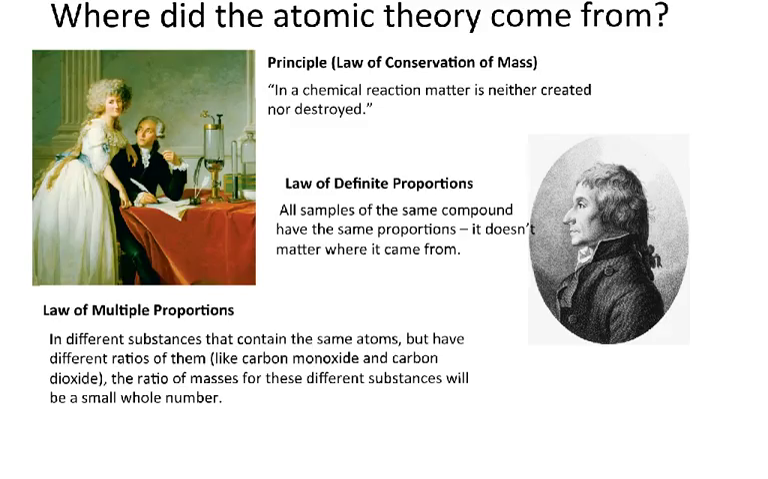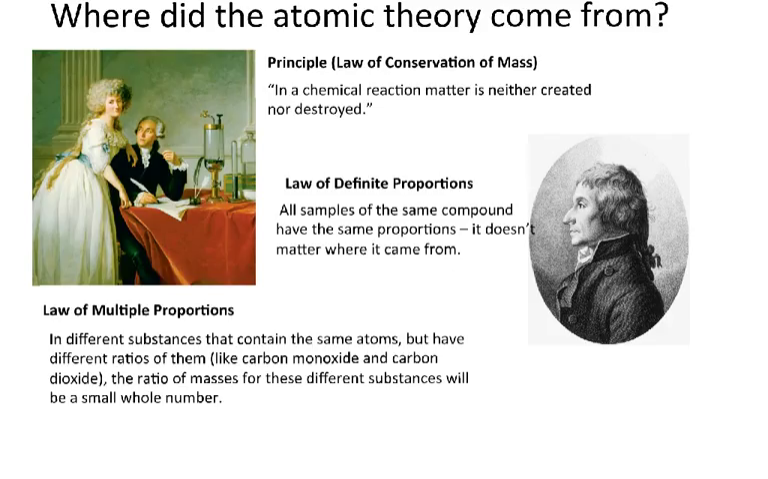Okay, so let's talk about the early ideas that led to the atomic theory. So the first scientist that we talked about was Lavoisier. Lavoisier came up with the conservation of mass. So in a chemical reaction, matter is neither created nor destroyed. And remember that this was a principle that led to the theory.